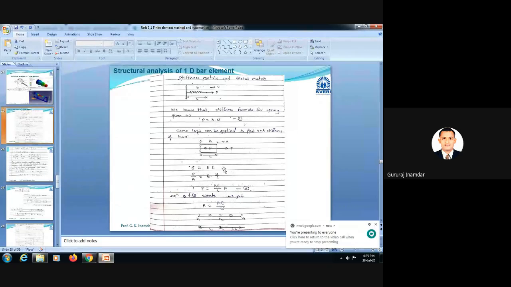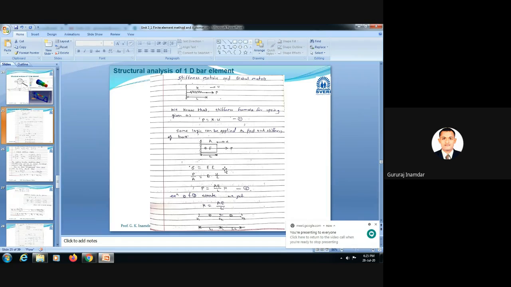Analysis of one bar element. For that purpose, we have to... Okay, so for the stiffness matrix, calculation of the global matrix and stiffness matrix is our target. In this problem, structural analysis, also thermal analysis is there. We will see later on.